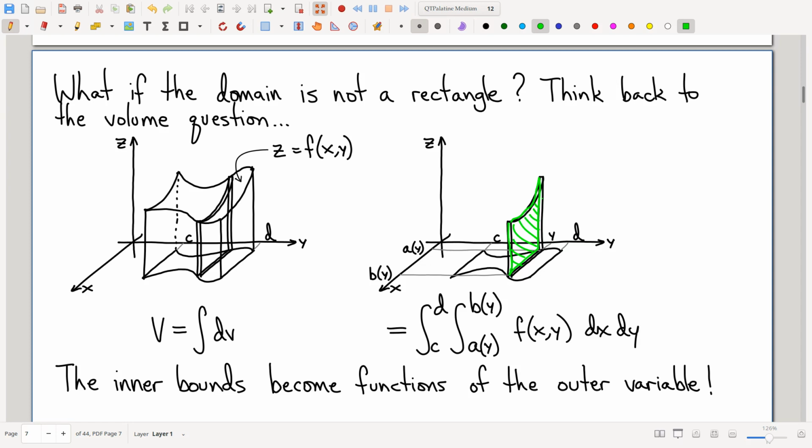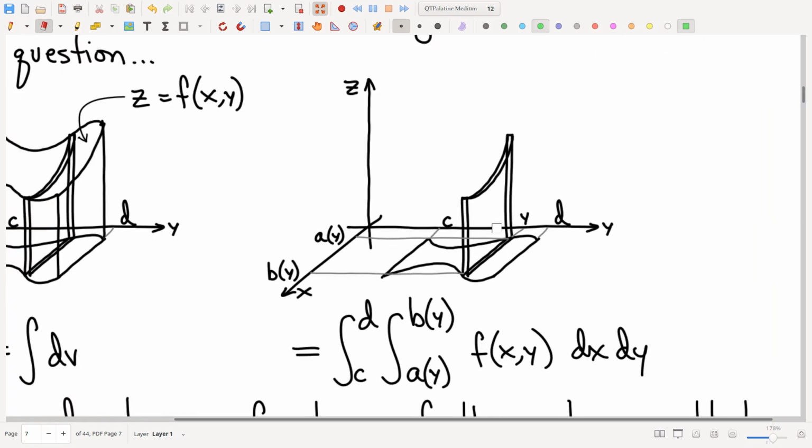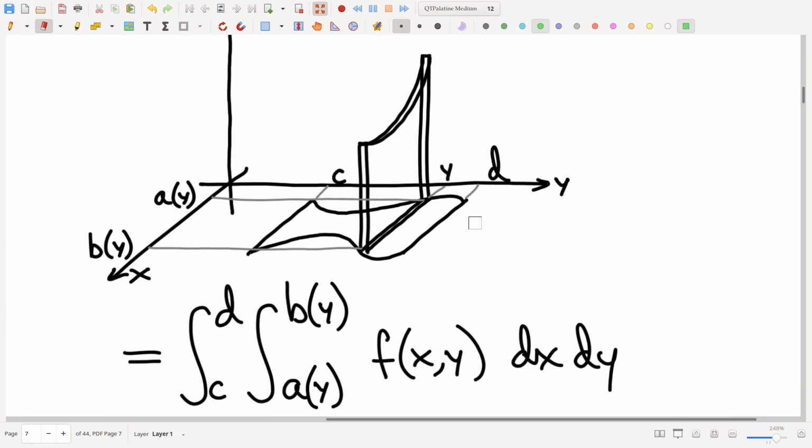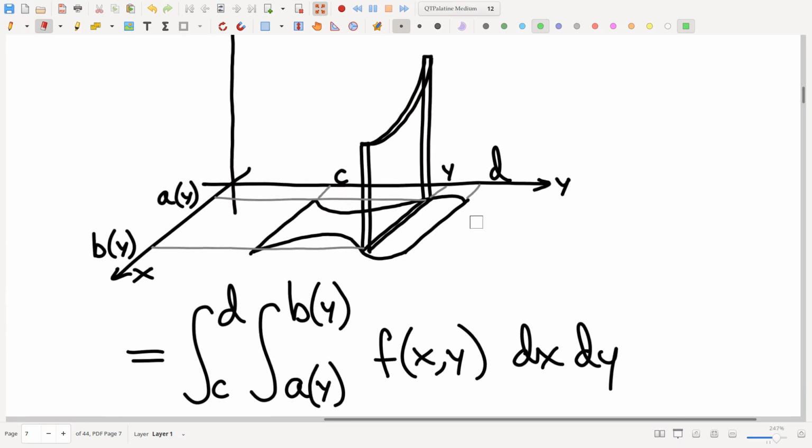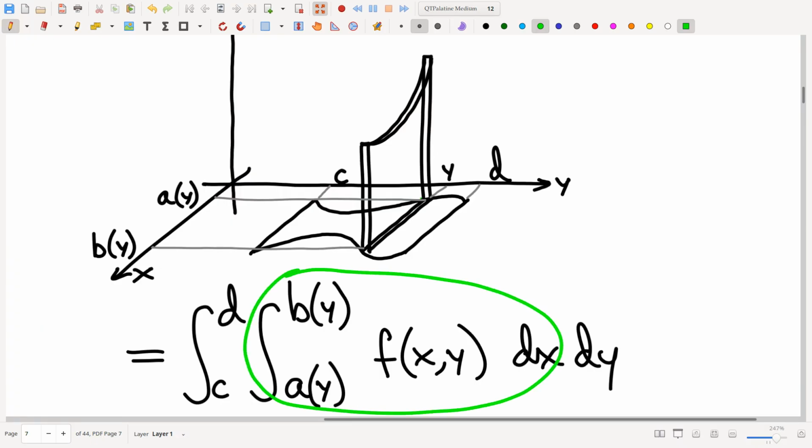And here's the only thing that's practically speaking different. I'm going to zoom in if I can. Here we go. Only thing that's different. Let's think about when we do this inside integral. That inside integral, remember, its job is to help me compute that area up there.